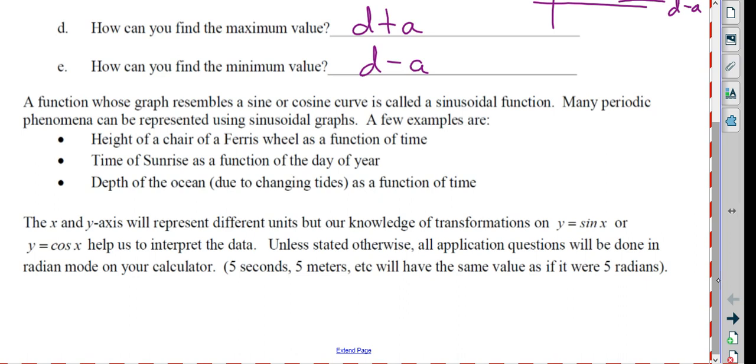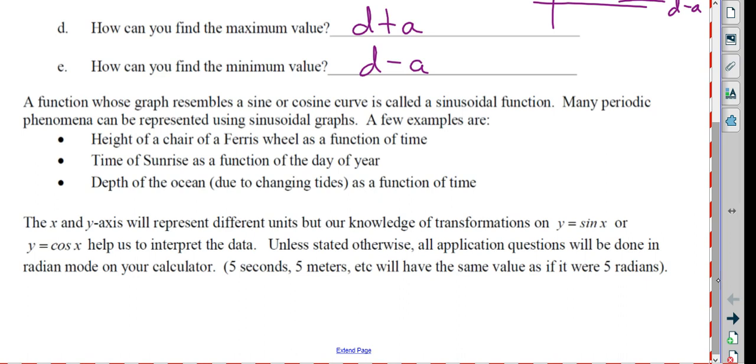The x and y axis will represent different units, but our knowledge of transformations on y equals sine x or y equals cos x help us to interpret the data. Unless stated otherwise, all application questions will be done in radian mode on your calculator. So 5 seconds, 5 meters, etc. will have the same value as if it were 5 radians. So that'd be x-axis.